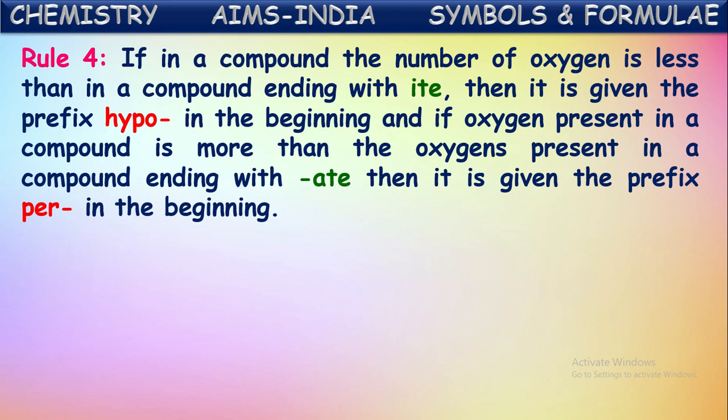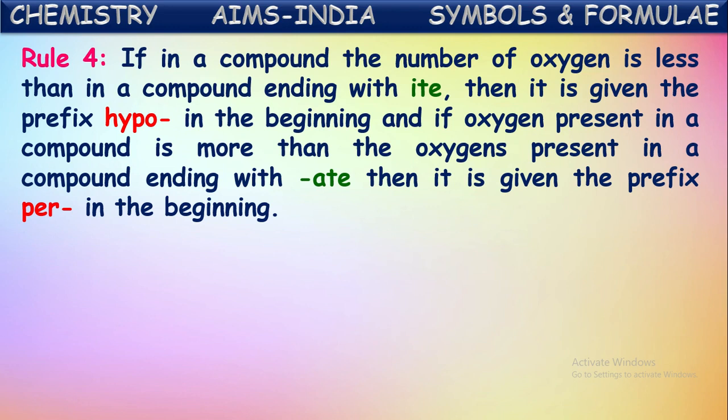Okay, beginning of the compound's name. So just now we have seen how to write the compound's name ending with "ate" and "ite". If in a compound the number of oxygens is less than in the compound ending with "ite", then the name of the compound will be prefixed with hypo.